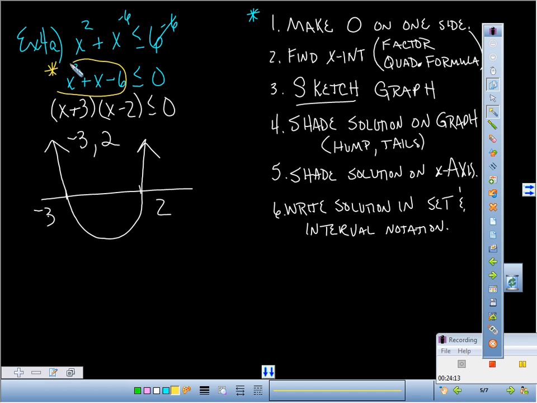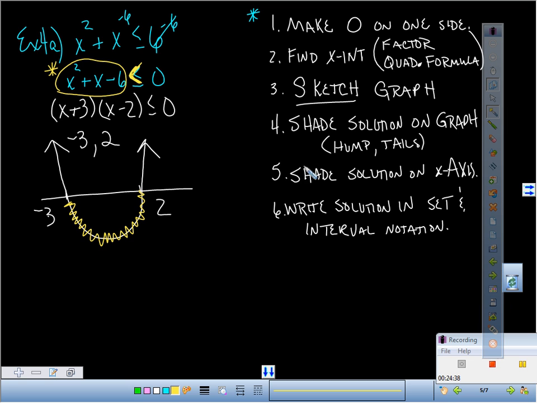Is this my parabola? Yes. Okay. So here's what he's saying. Hey, give me the part of the parabola that's less than 0. Would that be above the line or below the line? Below. So would that be the hump or the tail? The hump. So here's the hump. Okay? Now look what number 5 says.